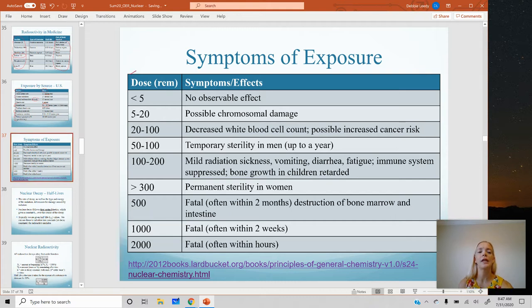So the symptoms of exposure, those are the sources of it. This one lists, based on how much you're exposed to, what symptoms and effects you would expect to see. But notice the difference in units. So the key thing here, remember the previous slide was talking about millirems. This one is talking about rems, so 1,000 units of those. If you get less than 5, so less than 5,000 millirems, there's no observable effect. So obviously as the numbers go up, the damage becomes more and more fatal and severe. And so depending on the level of exposure, it takes up to 2,000 rem to be immediately fatal.